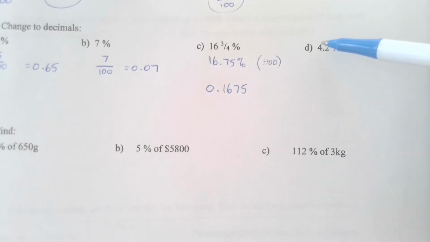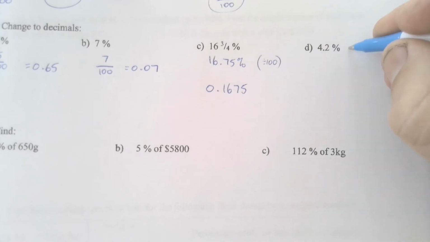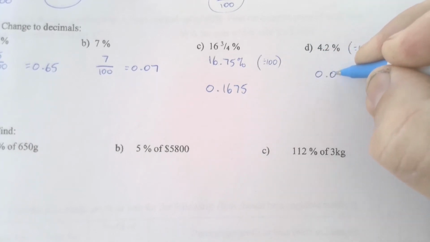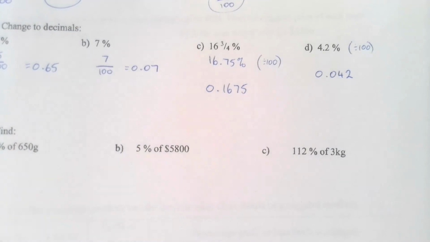Question 3D turns 4.2% into a decimal. Divide it by 100 in your calculator, or move the decimal twice, and you'll get 0.042.